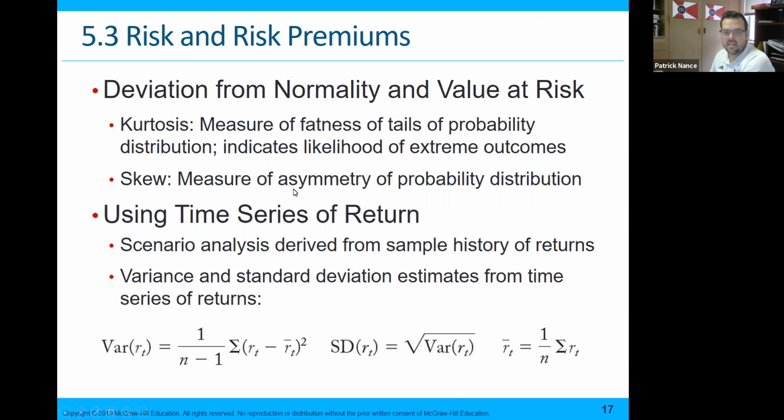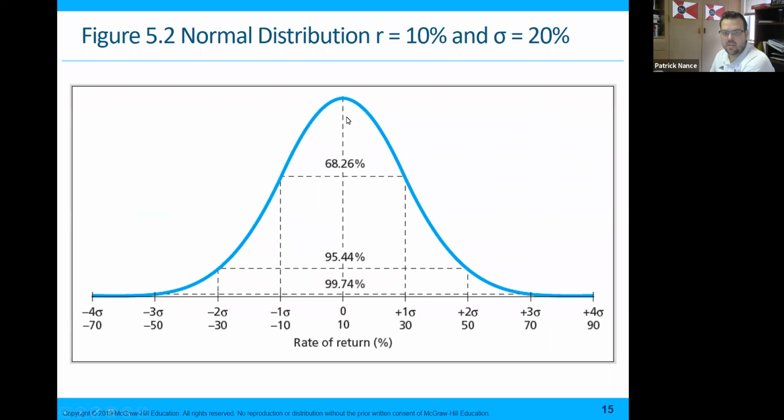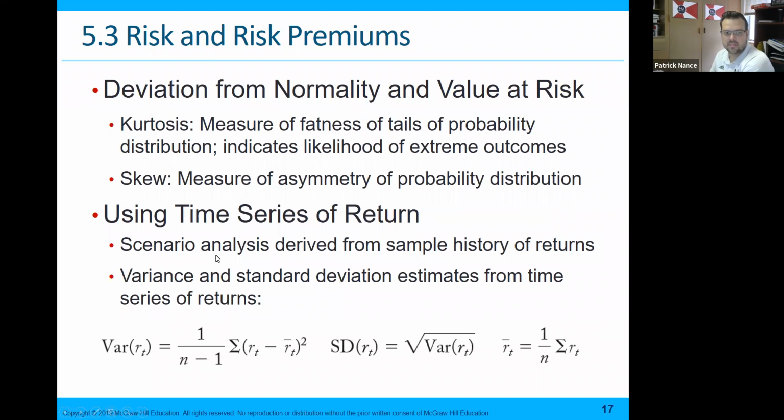Skew is asymmetry in the probability distribution. So that would mean that rather than both tails being heavier, with not as high a percentage falling within our standard deviations, we have it skewed one way, where maybe one tail is larger, or this even shifts one way and comes down at a much slower slope. It could go either direction. That's asymmetry. Using time series of returns, scenario analysis derived from the sample history of returns, we can make variance and standard deviation estimates from the time series returns.